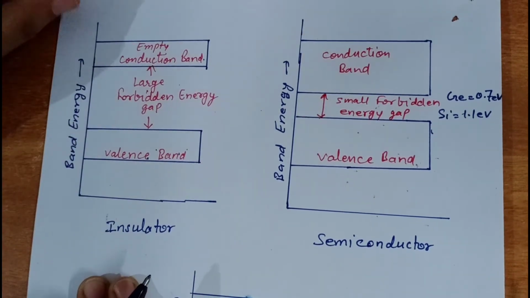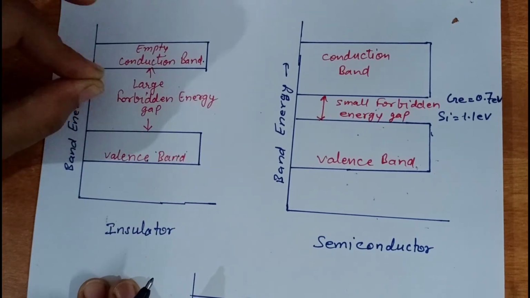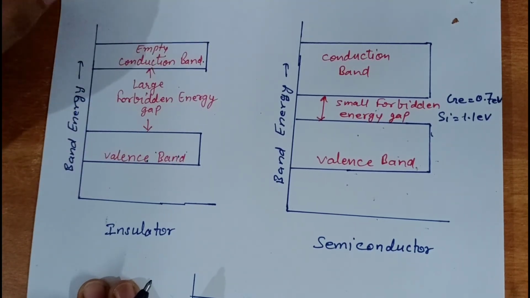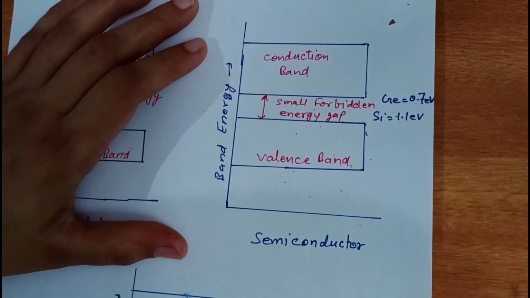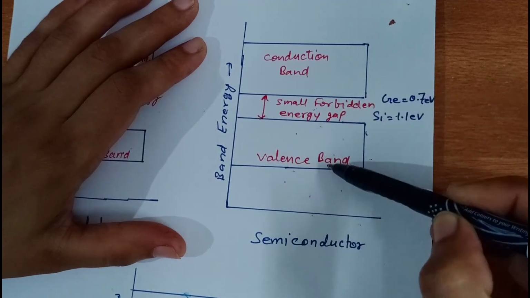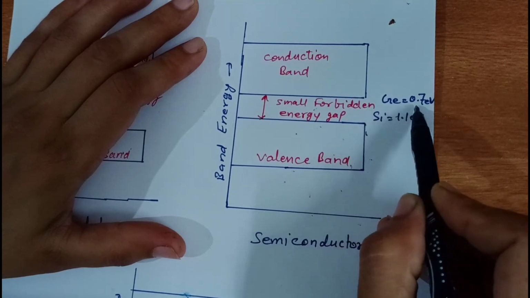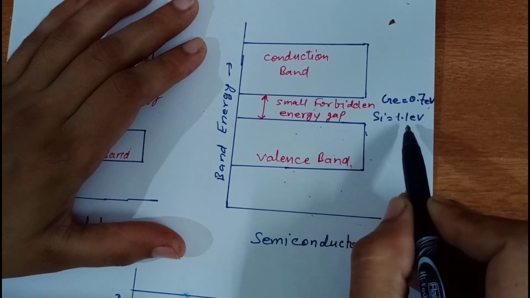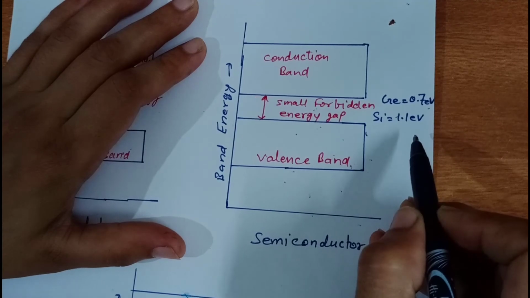So that is the reason. In the case of an insulator, there is a large forbidden gap. This is the main point that differentiates it from conductors and semiconductors. This is the semiconductor. In the case of a semiconductor, there is a small forbidden energy gap between the valence band and the conduction band. In the case of germanium, this forbidden gap is 0.7 electron volt, and in the case of silicon, it is 1.1 electron volt. This forbidden energy gap is measured in electron volts.